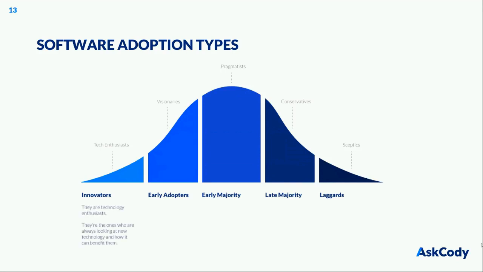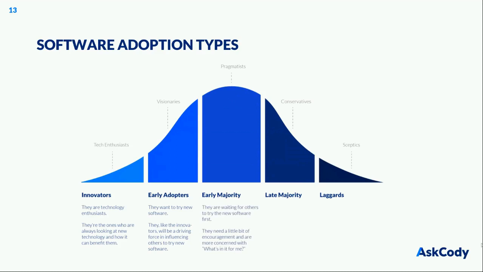In the model, you see the innovators. The innovators are your technology enthusiasts. They are the ones who are always looking for the new technology and how it can benefit them. And they're very eager to dive into understanding how the technology works and how it can improve things in your organization. Then we have the early adopters. Early adopters are the employees who want to try this new software. They, like the innovators, are going to be a driving force in influencing others in your organization to adopt this new software and whatever you're trying to implement.